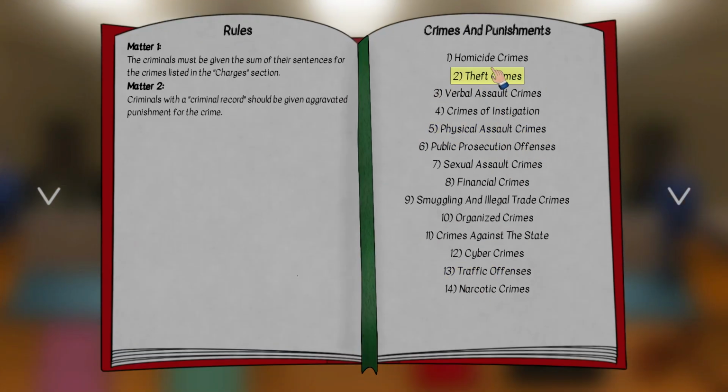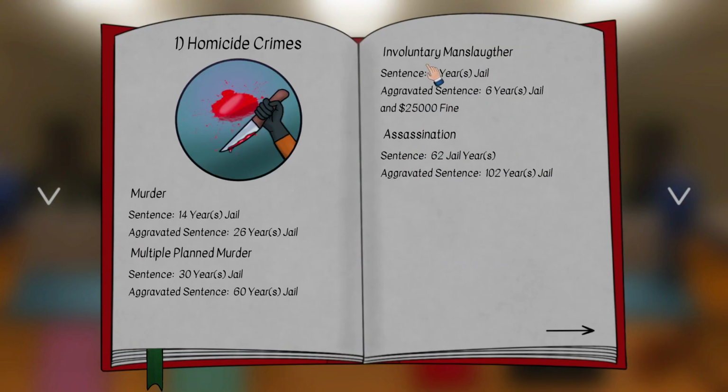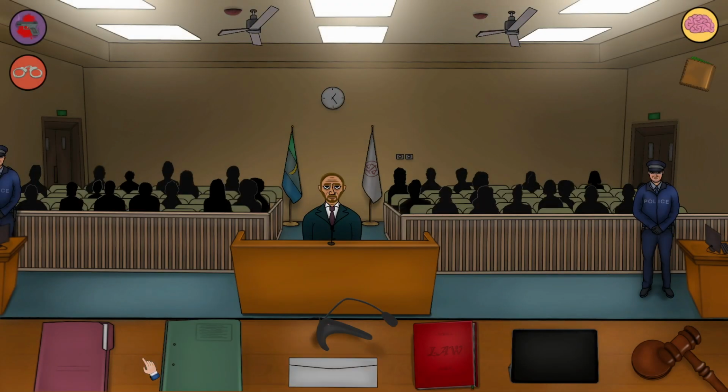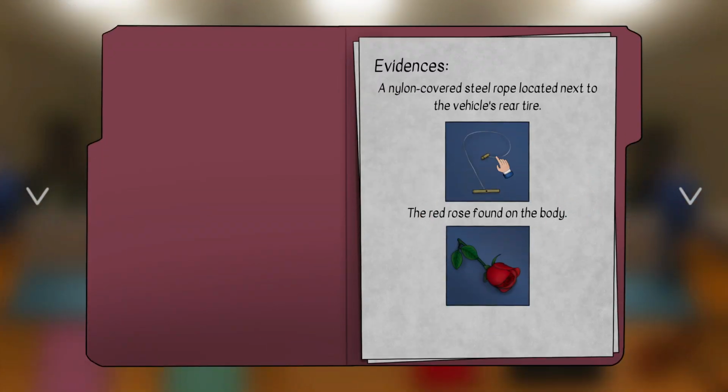The assassination, that's 62 years. And the only evidence you have is this.